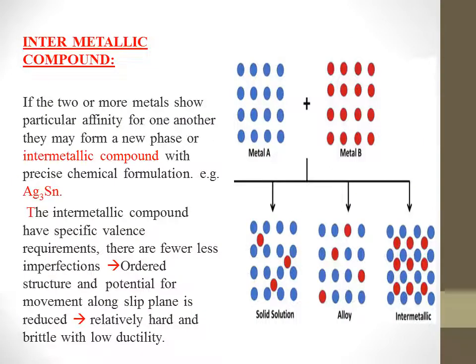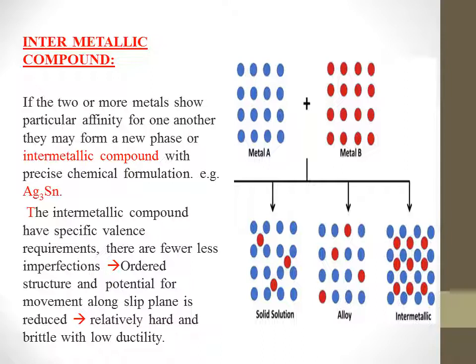Similarly, an intermetallic compound may be formed. Basically, if there are two metals that show particular affinity or attraction for one another, they may form an intermetallic compound. An example is silver tin, which is formed in amalgam. We will be studying dental amalgam after we are done with metallurgy. So, during the setting of dental amalgam, this silver tin phase is formed, and this is an intermetallic compound.